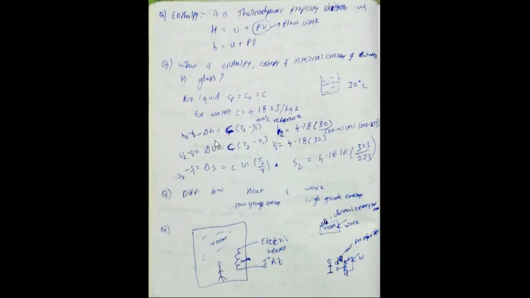S2 minus S1 is equal to delta S is equal to C into ln of T2 by T1. S2 is equal to 4.18 ln of 303 by 273, as room temperature is around 30 degrees.